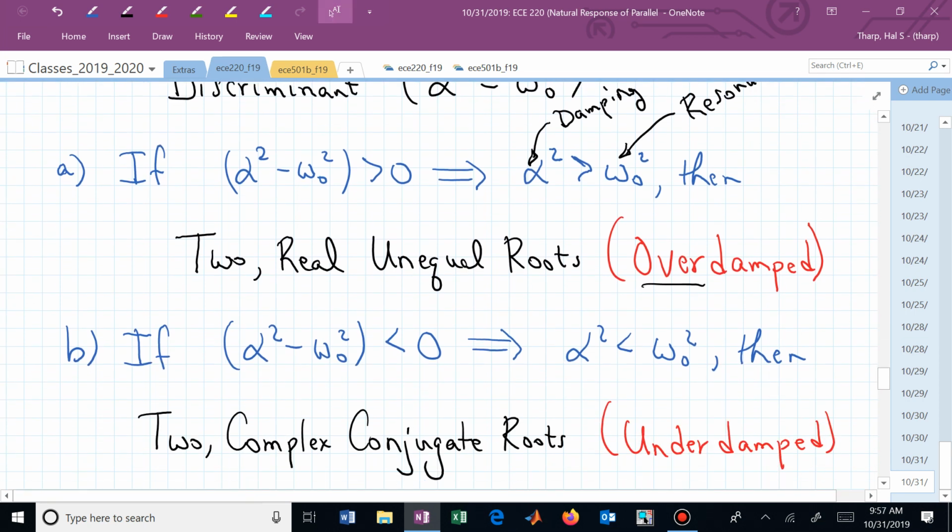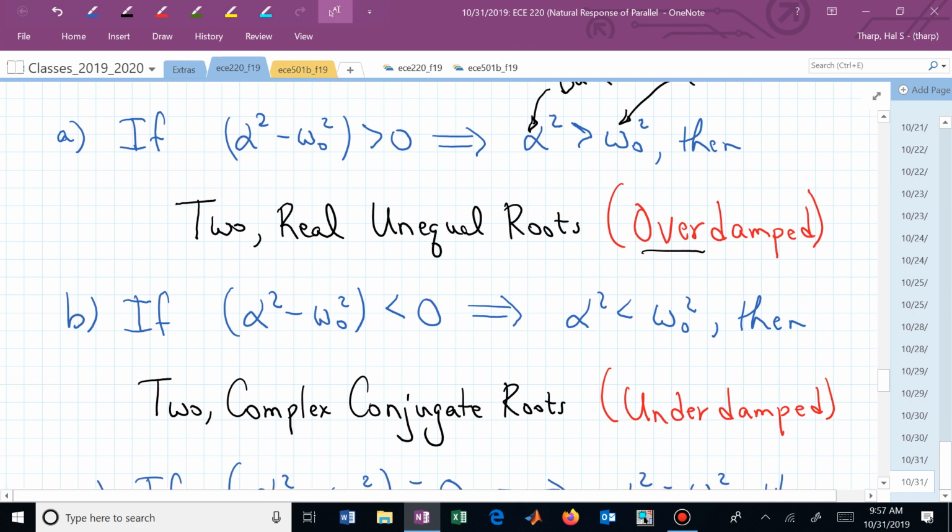What if we go the other way, and now we say alpha squared minus omega squared is actually negative? Based on these, alphas and omega squares all depend on R, L, and C. If that's the case, then alpha squared is lower in value than omega naught squared, so it's underdamped. And we end up with two complex conjugate roots, because we have the plus and minus, and we have a j square root of whatever that difference was.